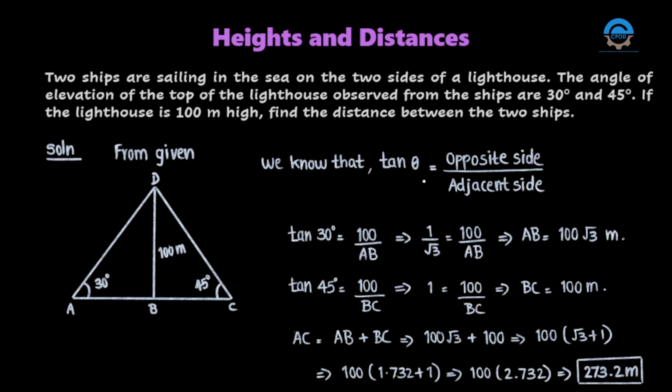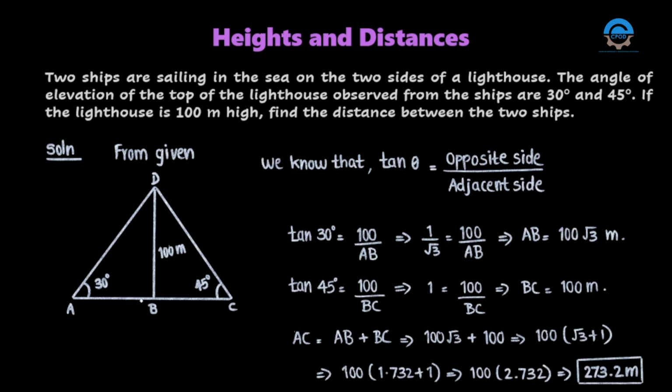Why we have taken the tan theta? Because we need to get the distance of A to C. So here the length of opposite side is known. We need to get the adjacent side value. So tan theta is the formula that covers both opposite and the adjacent side. So we have chosen tan theta here.